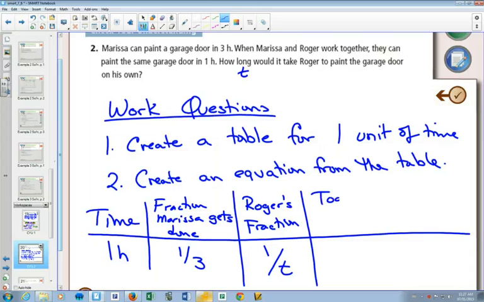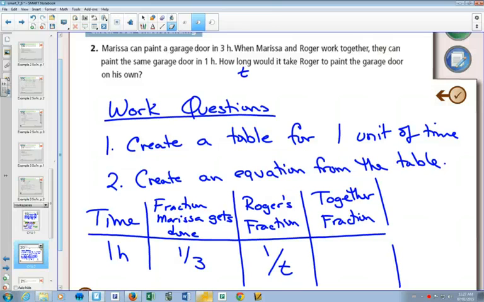We'll call this their together fraction. Might not even be a fraction in this case. How much do they get done? The whole thing, right? 1 out of 1. Or we can just write 1. Because they're going to get the whole thing done in 1 hour. So there's our table. We create 1 unit of time. We figure out the fraction of each person and then the fraction together.